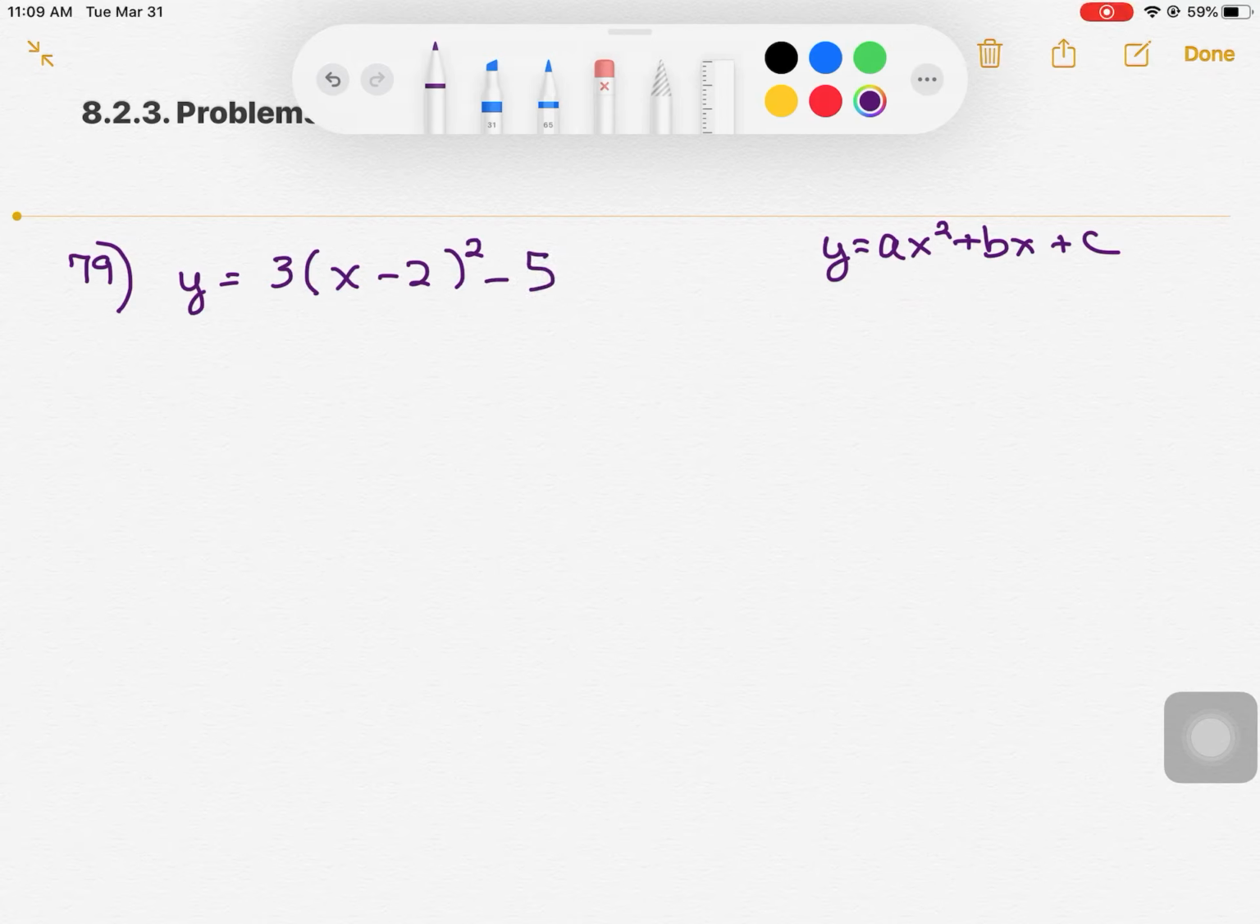This is our equation. y equals 3 times the quantity x minus 2 squared, minus 5. We think, because of that squared, that it might be quadratic, but it's not in this form. So the question is, can we verify that it's quadratic by transferring it into that form?